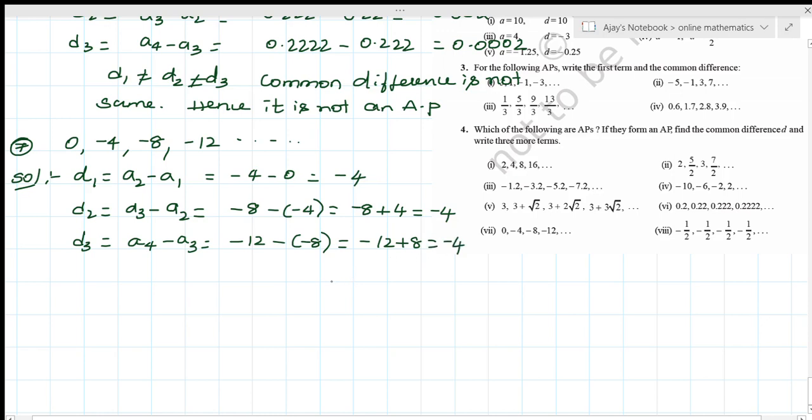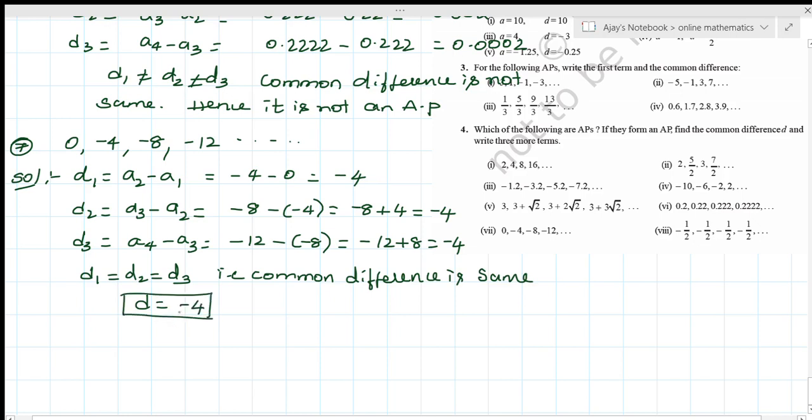So from above, it is clear that the common difference is the same, that is D1 is equal to D2 is equal to D3. The common difference is the same, that is D is equal to minus 4. So if the common difference is the same, it forms an AP. If it forms an AP, I have to find out the next three terms.